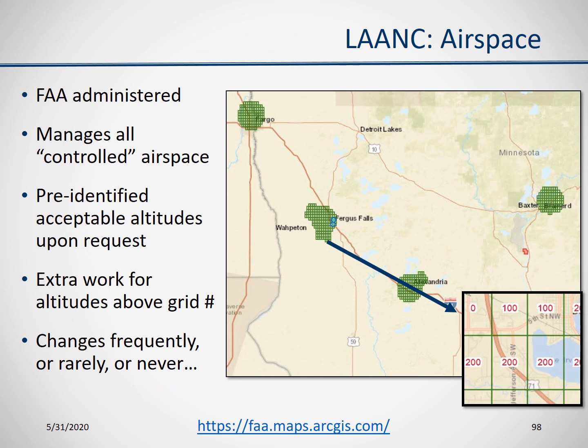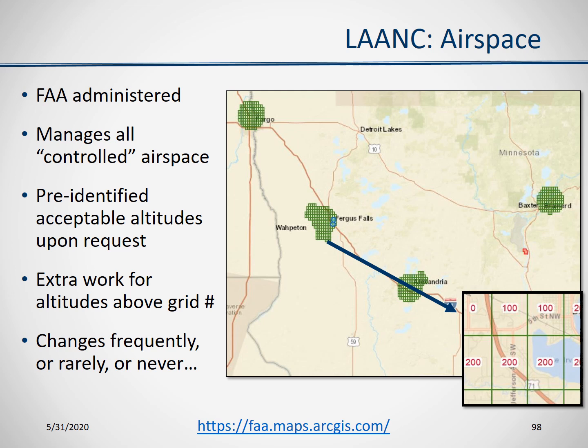So the next thing to talk about is LAANC. LAANC is the aviation UAS air traffic control, essentially. So it's administered by the FAA, but the front end is run by commercial companies. The FAA manages all controlled airspace, and they have predefined areas that drones can fly in. So when you're flying around airports that have control towers for manned aircraft, they have designated altitudes where they think drones will be safe to fly to without their direct conversations like you would with a manned aircraft.